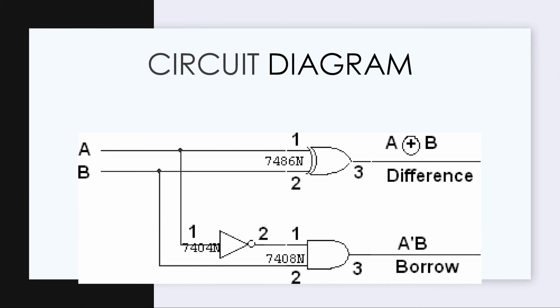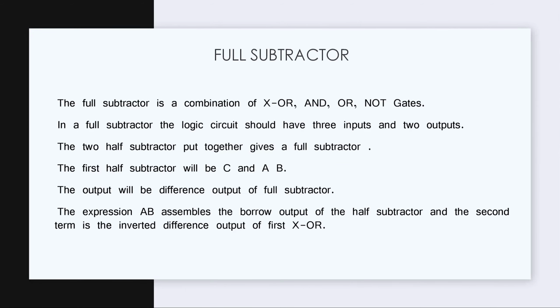Now we'll see about the full subtractor. The full subtractor is a combination of XOR and OR NOT gates. In a full subtractor, the logic circuit should have 3 inputs and 2 outputs. Two half subtractors put together give a full subtractor. The first half subtractor will be C and AB. The output will be the difference output of the full subtractor.